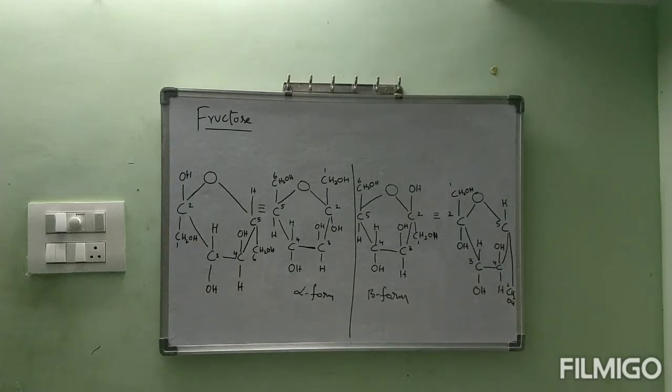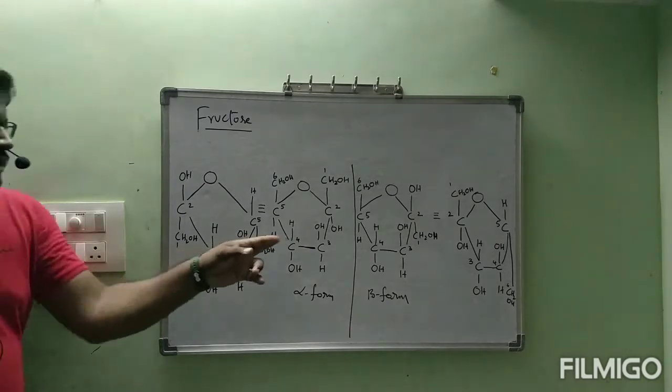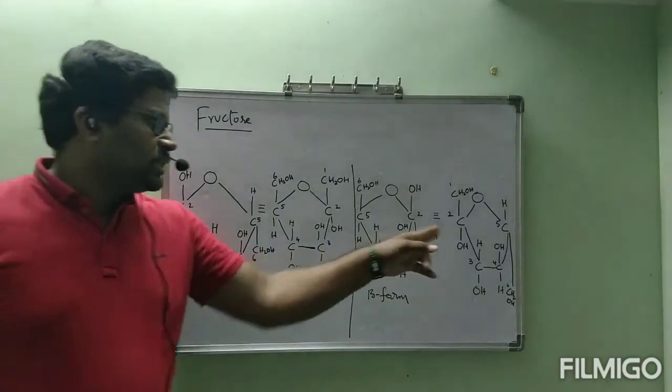Good morning, students. In the previous class, we saw how to write the alpha form and beta form of fructose in the form of Haworth structures. It is displayed on the board. Both structures are the same, as I told you. There is no difference between this structure and this structure, as well as this structure and this structure for the beta form.